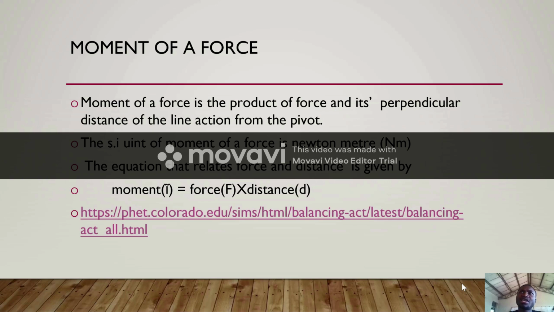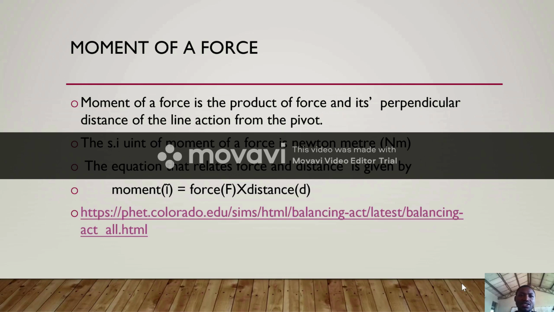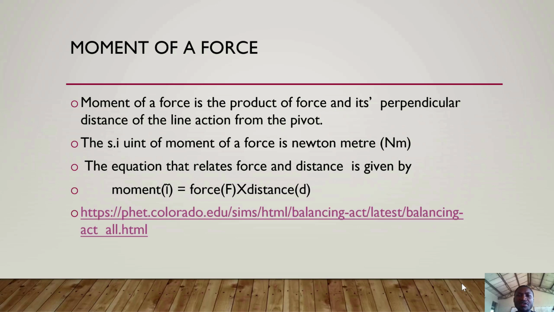Turning effects, like in opening a door or using a spanner, lead us to what we call the moment of a force, whereby the moment of a force is the product of force and its perpendicular distance from the line of action. You can call it the pivot, or the fulcrum. And the unit is the newton meter, because it's a multiplication between force and distance.